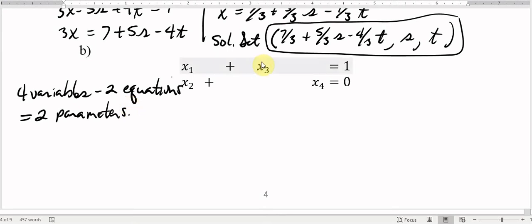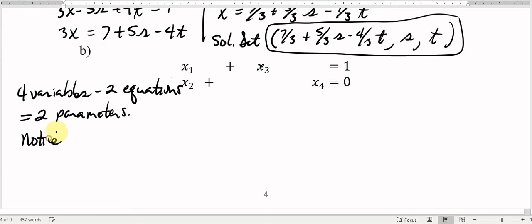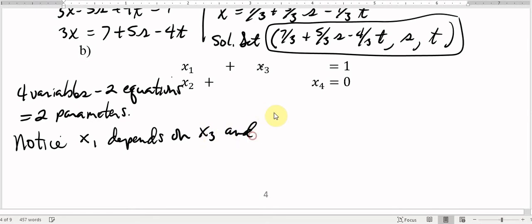So notice that x sub 1 basically depends on x sub 3, and x sub 2 depends on x sub 4. Now you can look at it the other way around as well. X sub 3 depends on x sub 1. That's fine if you wrote that. X sub 4 depends on x sub 2. It doesn't matter in terms of the order. We will, as we go further into the course, talk about the order. But mathematically, either way is fine. So here, notice x sub 1 depends on the choice of x sub 3, and x sub 2 depends on the choice for x sub 4.